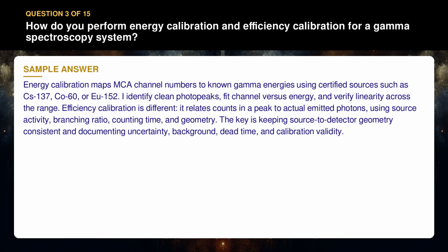Efficiency calibration is different. It relates counts in a peak to actual emitted photons using source activity, branching ratio, counting time, and geometry. The key is keeping source-to-detector geometry consistent and documenting uncertainty, background, dead time, and calibration validity.